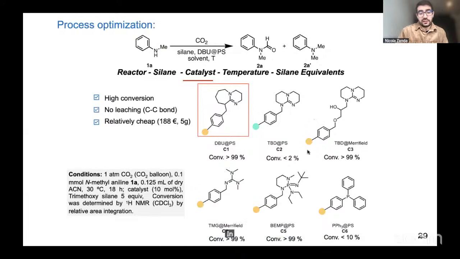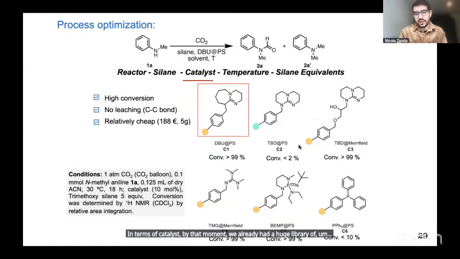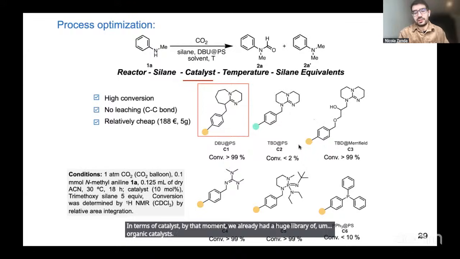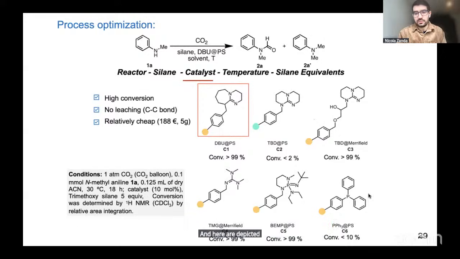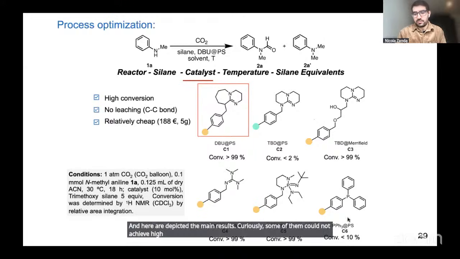In terms of catalysts, by that moment, we already had a huge library of organic supported catalysts available in the lab. So we screened them, and here the main results are depicted. Curiously, some of them could not achieve high conversion. In this case, for example, the polystyrene-supported triphenylphosphine.